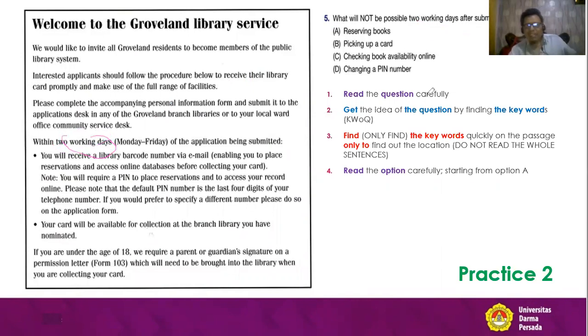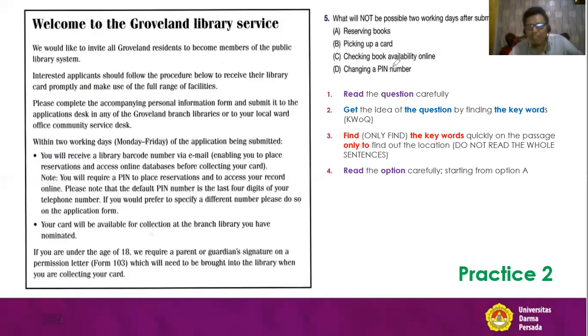Okay. And then submitting, see, submitted. Now what we do is we read option A, reserving books. We read this one, we have reservations. Okay, reserving books, we have reservation. Does it match? Yes. So is that the answer?